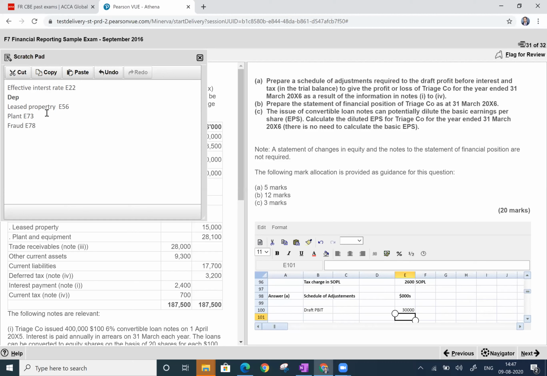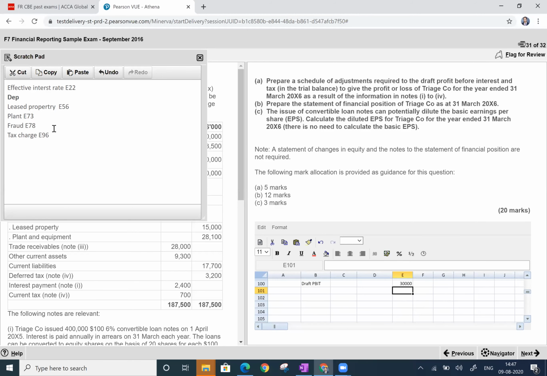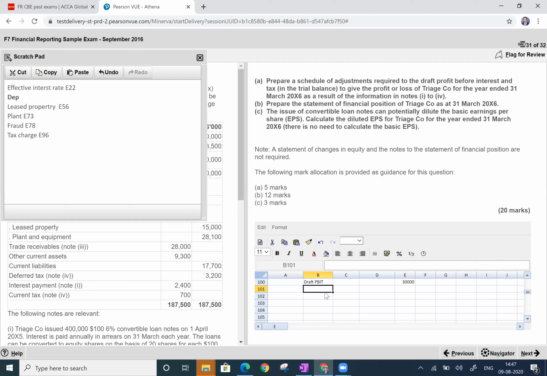Last one, tax charge, that is E96. Tax charge, E96. Now you have spent just 1 minute doing this, and everything is a piece of cake. Less, what less? Effective interest rate, or you can say finance cost. Finance cost, convertible loan note. There's no need to write convertible loan note, simply write it for your own purpose. This is equal to minus E22.